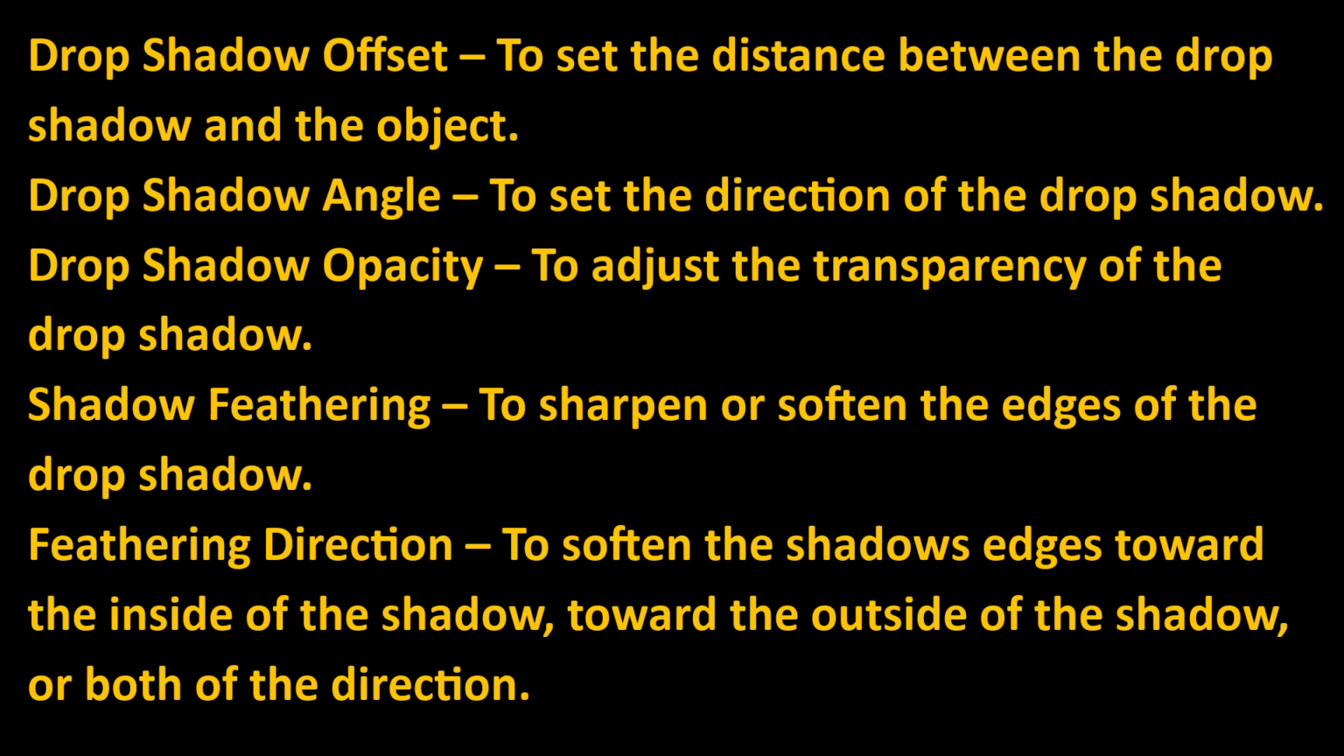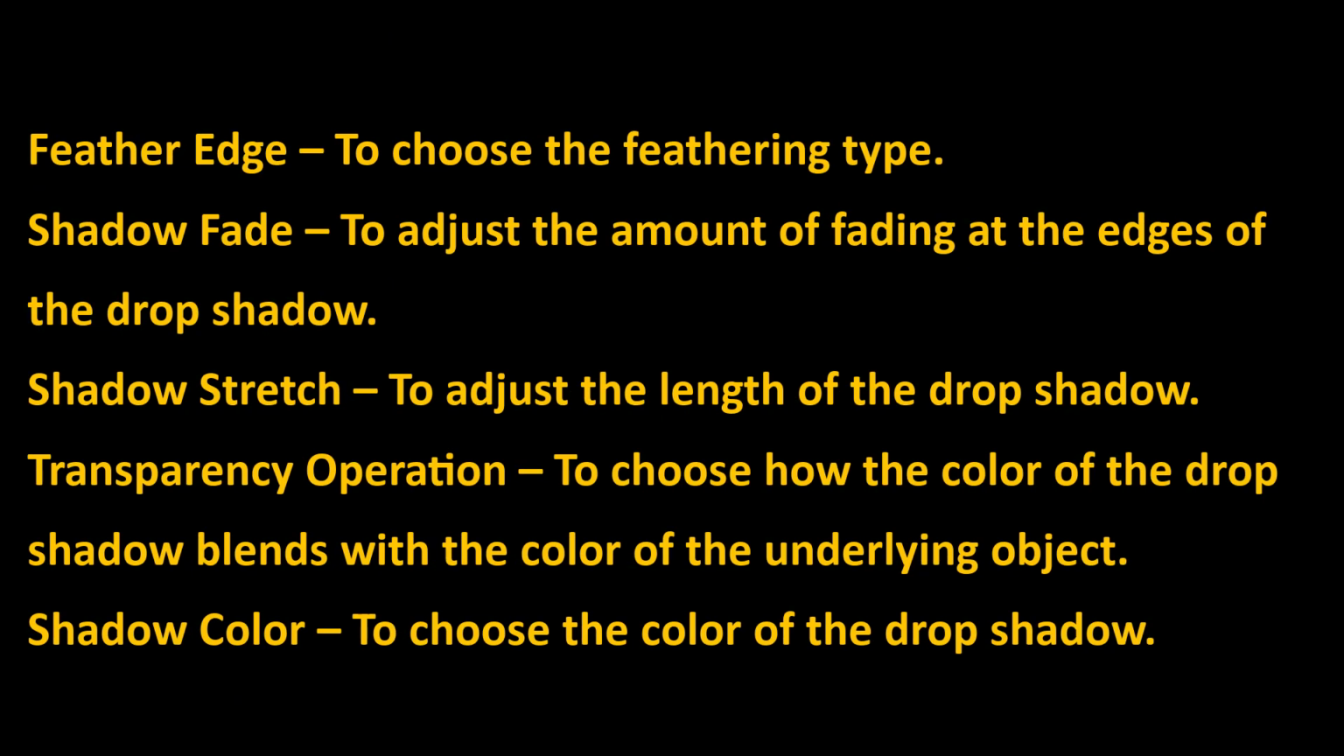Feathering direction. This option softens the shadow's edges toward the inside of the shadow, toward the outside of the shadow, or both of the direction. Feather edge allows you to choose the feathering type. Shadow fade. This adjusts the amount of fading at the edges of the drop shadow. Shadow stretch adjusts the length of the drop shadow. Transparency operation. This option allows you to choose how the color of the drop shadow blends with the color of the underlying object. Shadow color. It helps to choose the color of the drop shadow.